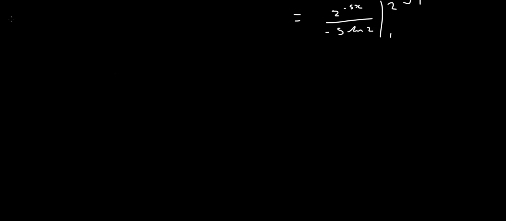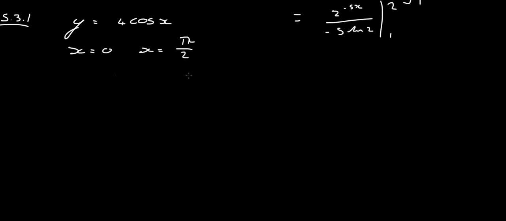Okay, so let's do 5.3.1. Sketch and indicate the area enclosed by the graph y equals 4 cos x, the x-axis, x equals 0 and x equals pi over 2. So they're basically saying draw it from x equals 0 to x equals pi over 2. Pi over 2 is 90 degrees, by the way. Also indicate the representative strip used to calculate the area of the enclosed area.